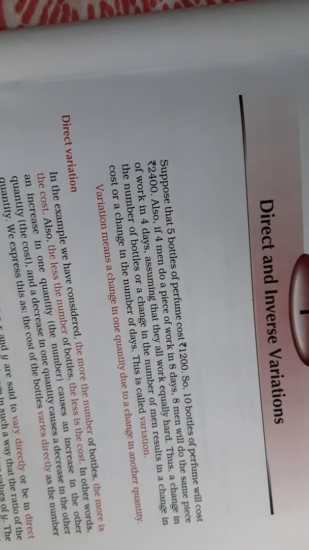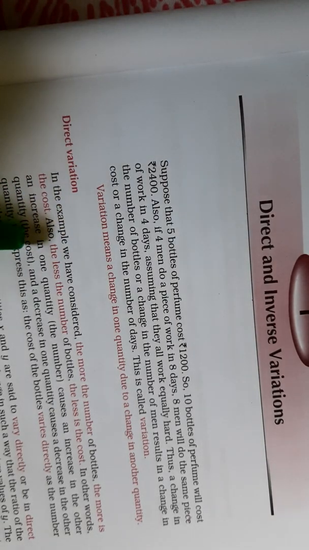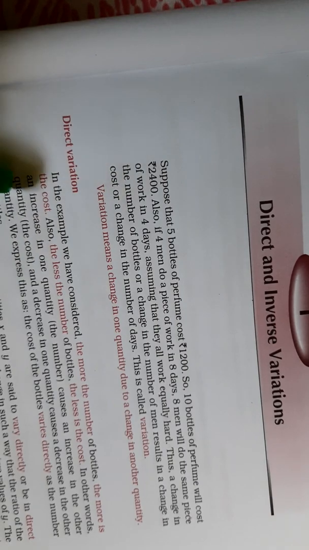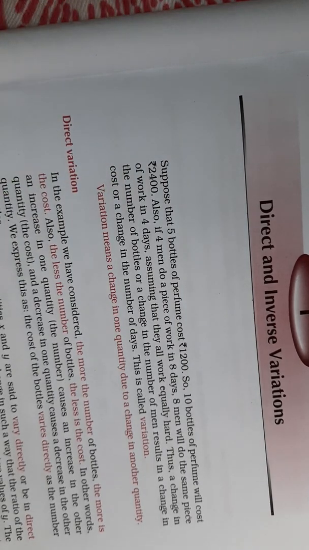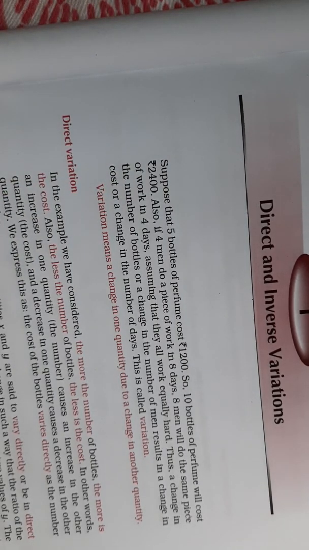First, we have direct variation. Variation means a change in one quantity due to the change in another quantity. Direct variation means a relationship between two variables in which one is a constant multiple of the other. When one variable is changed, the other changes proportionally to the first one. So we will see an example.